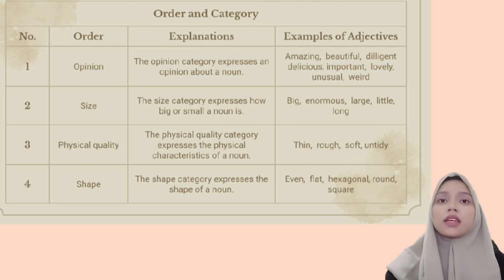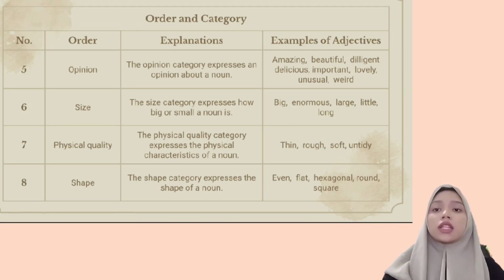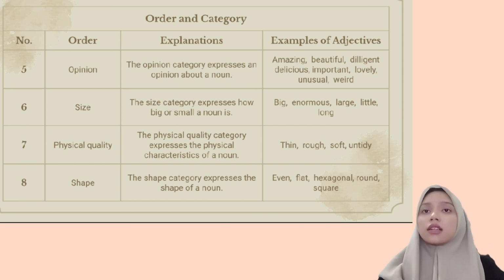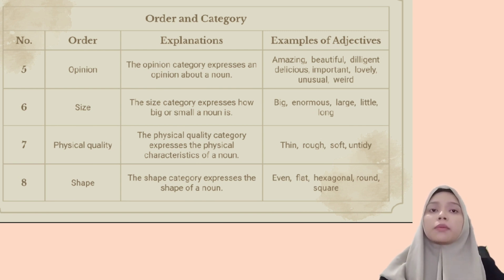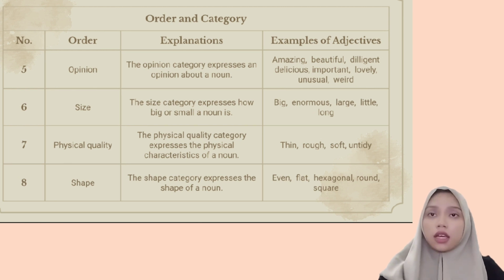And the fourth is shape. The shape category expresses the shape of a noun, like even, flat, hexagonal, round. And the fifth is age. The age category expresses how old a noun is, like ancient, antique, elderly, new, old, young, youthful. And next is color. The color category includes the color of a noun, like black-haired, blue, brownish, pale, dark, reddish, and white. Seven is origin. The category of origin is nationality, like American, Canadian, Dutch, Eastern, French, Indonesian, and so on. And next is material. The material category states what an object is made of, like cotton, glass, gold, marble, metal, plastic, silk, and so on.